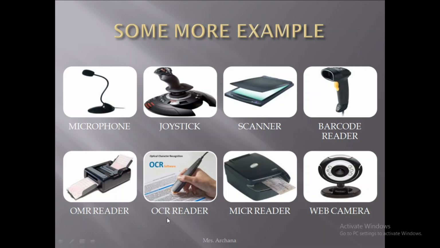Next is your OCR reader. The full form is optical character recognition. It converts data on paper into digital format. That means it can scan the text character by character. After that it translates the image into character codes such as ASCII. You know what is the full form of ASCII? ASCII is American Standard Code for Information Interchange.